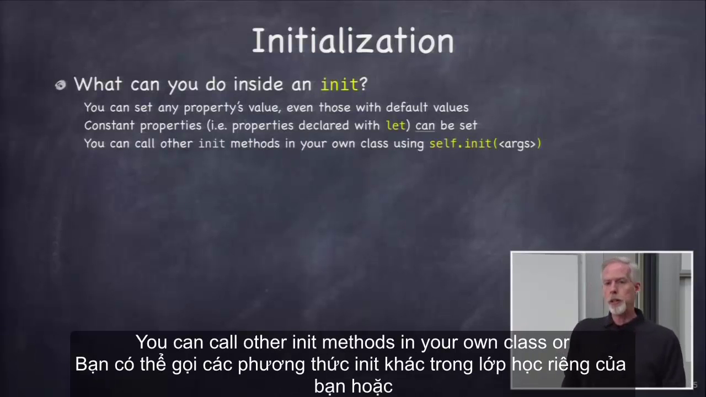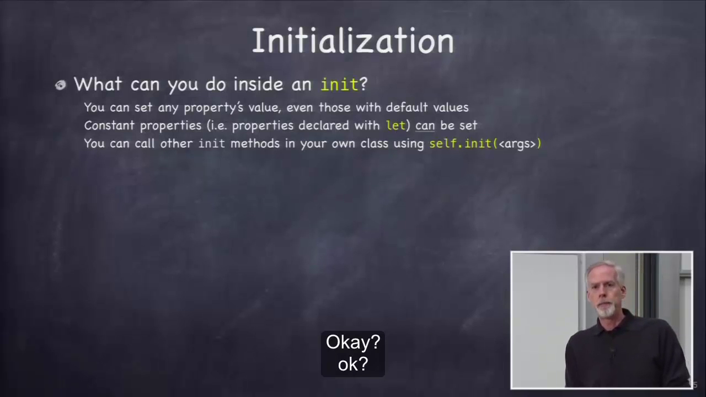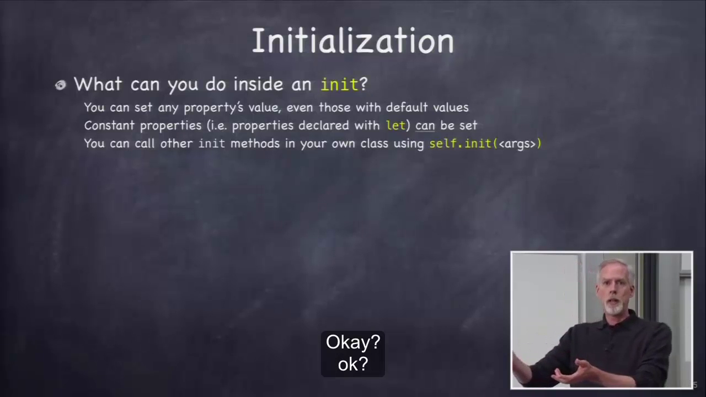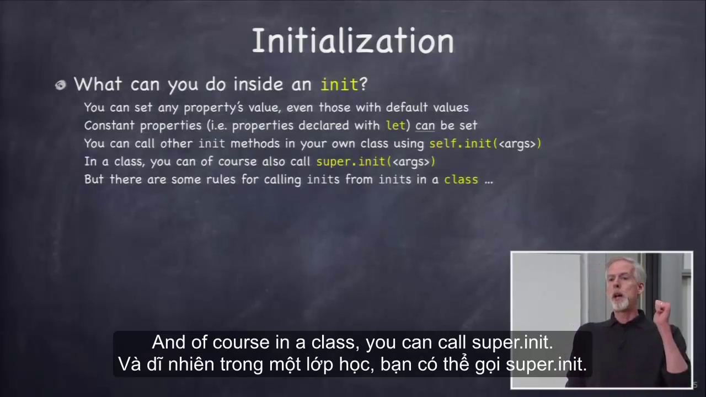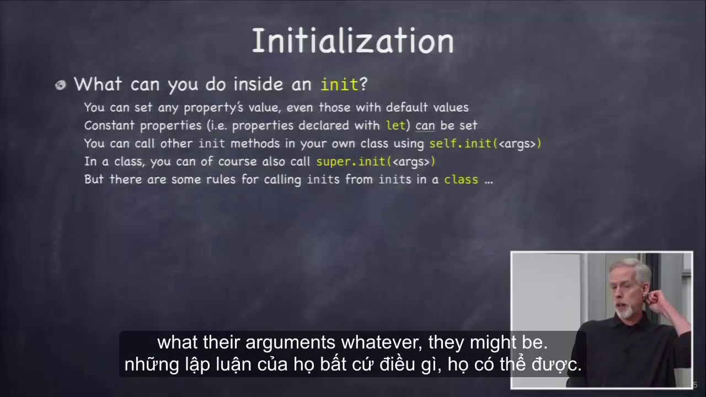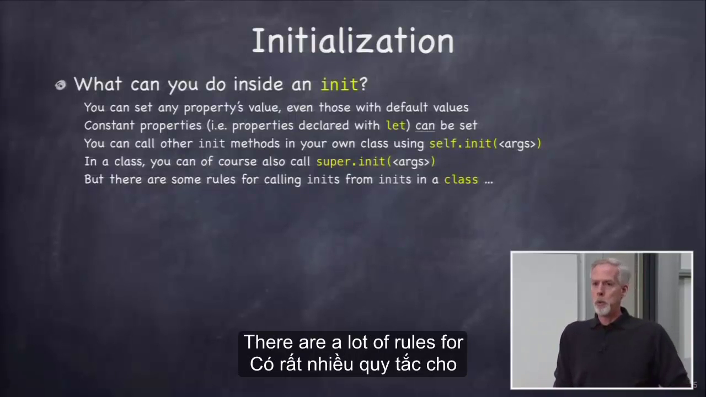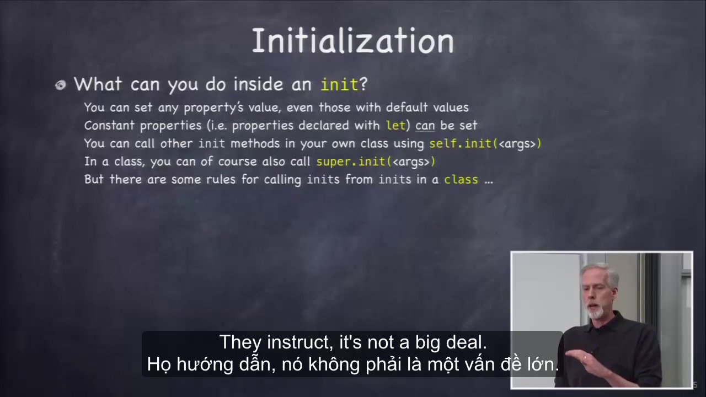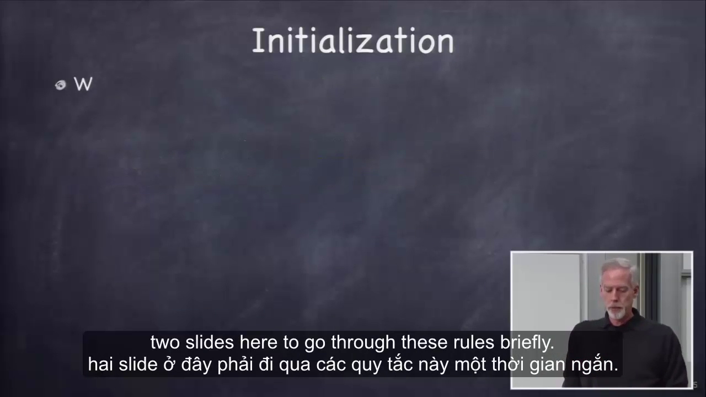You can call other init methods in your own class or struct using self.init. Okay? Self.init, you can call the other ones with the ones that have different arguments. Okay? So that sounds good. And of course, in a class, you can call super.init. Call your superclass's initializers with their arguments, whatever they might be. However, big old humongous however on this one, there are a lot of rules for calling other inits, especially in classes. Okay, in structs, it's not a big deal, but in classes, there's a lot of rules, and we're going to take 2 slides here to go through these rules briefly.